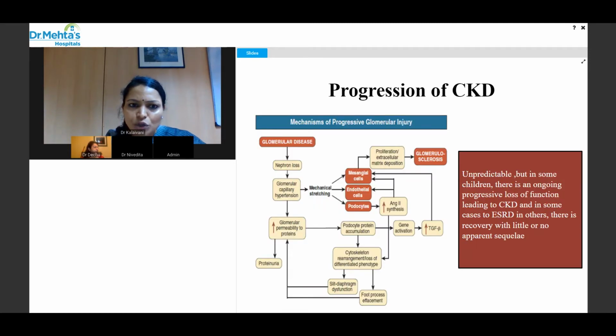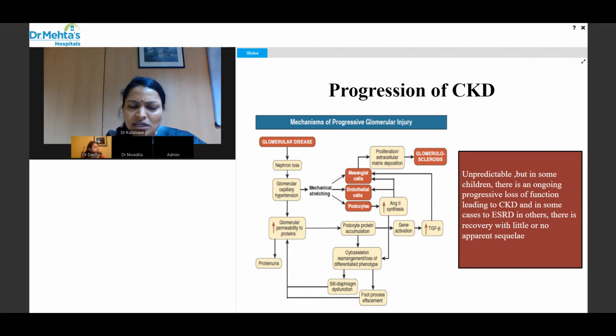And next is the progression of CKD. Any child who comes to you with chronic kidney disease and you identify a glomerular cause, you will have a significant nephron loss, which causes glomerular capillary hypertension, leading on to mechanical stretching over the mesangial cells, endothelial cells, and podocytes. And podocyte stretching in turn causes increased angiotensin II synthesis, which causes disruption of the cytoskeleton and loss of the differentiated phenotype, leading on to foot process effacement, slit diaphragm dysfunction, and increased permeability, leading on to proteinuria.